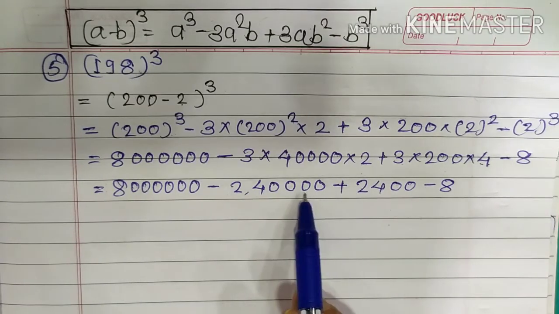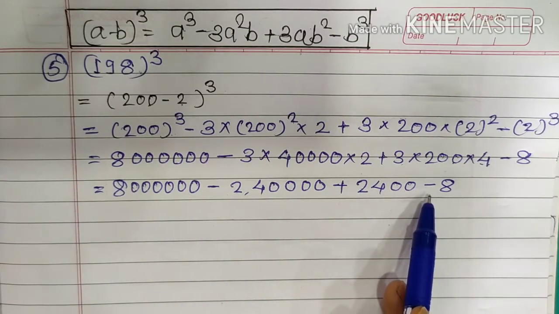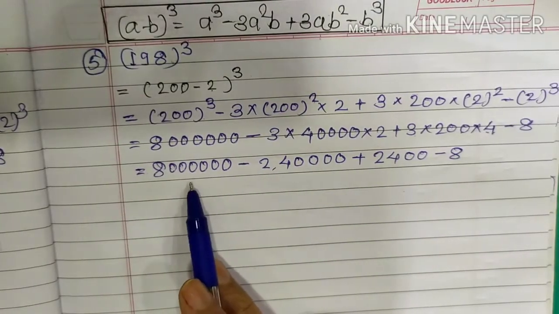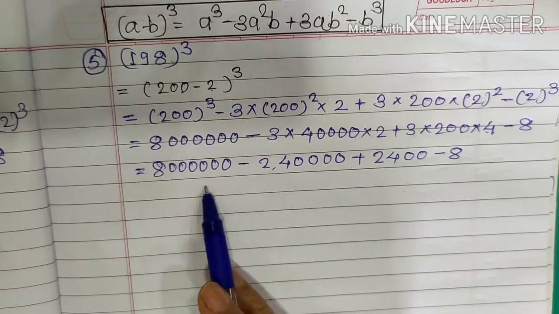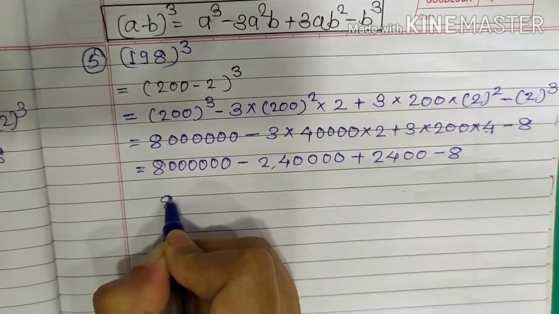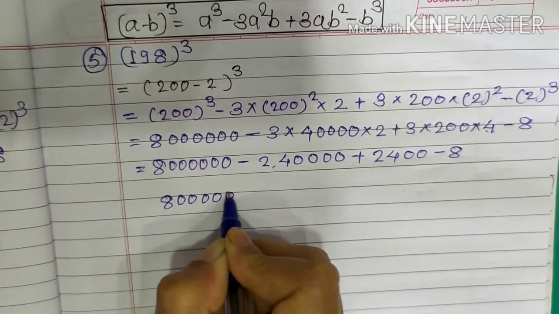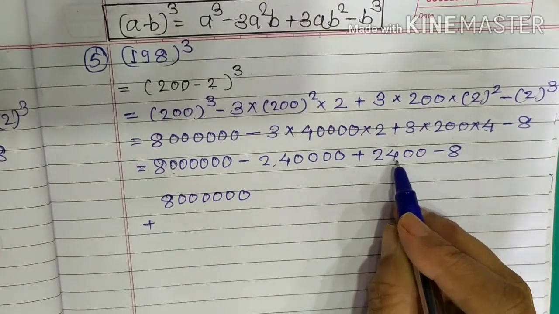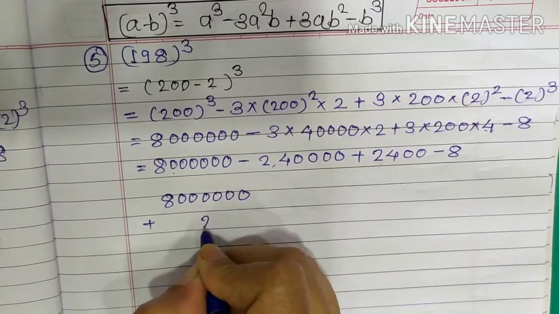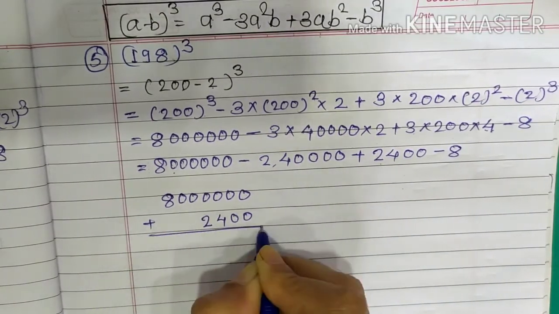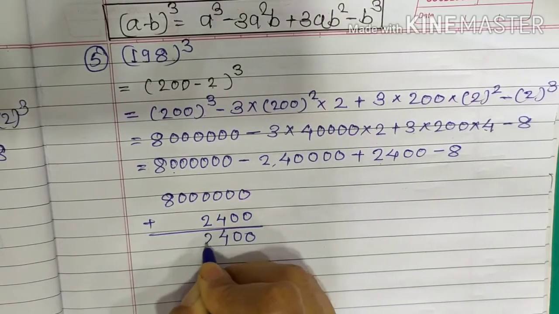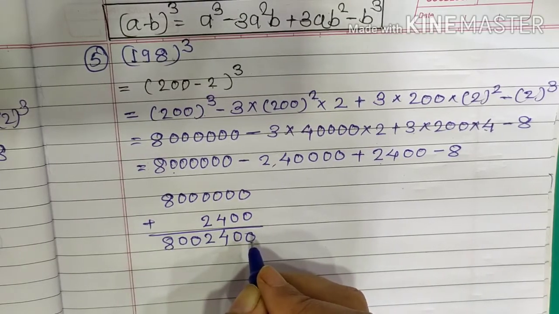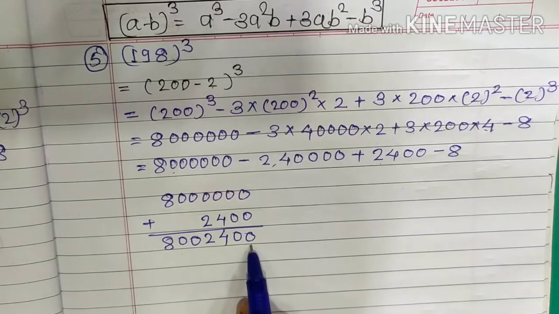Then you make the addition and subtraction of these numbers. We make the addition of the like terms here. This and this are like terms, plus that is 2400, hence 8002400 and 8. This is the addition of these like terms.